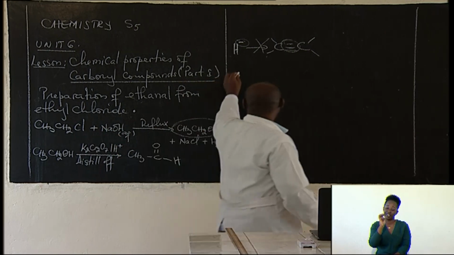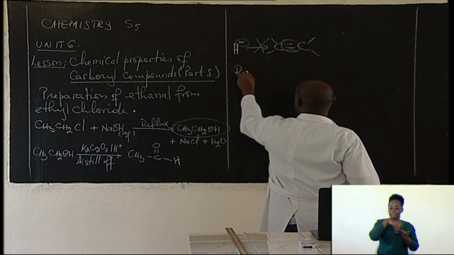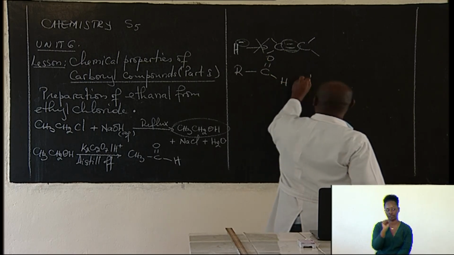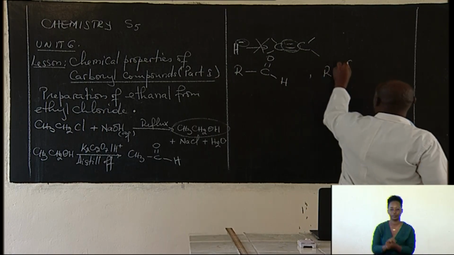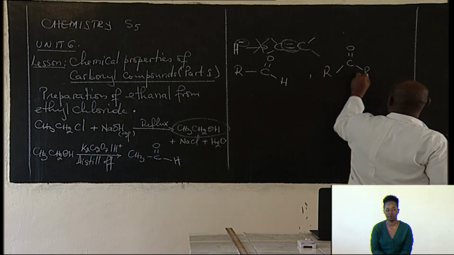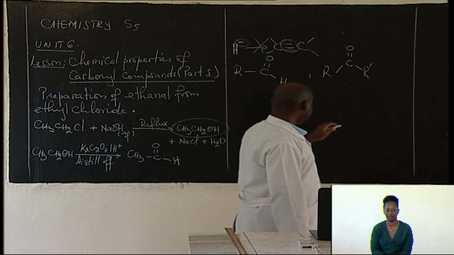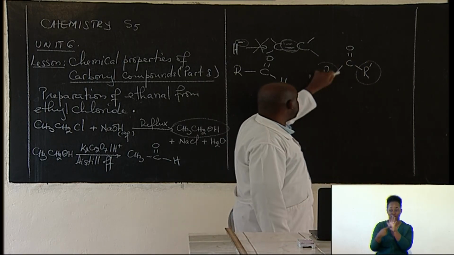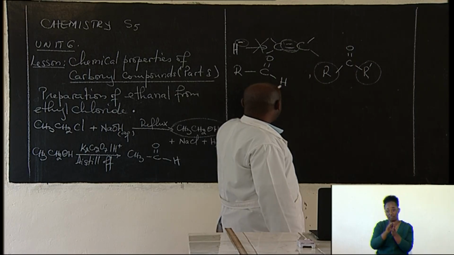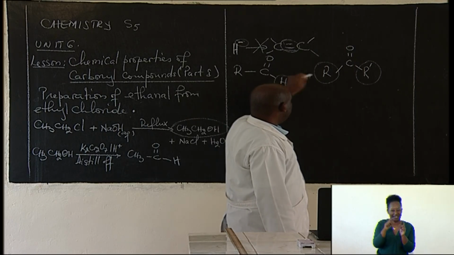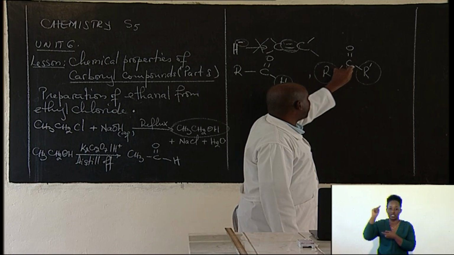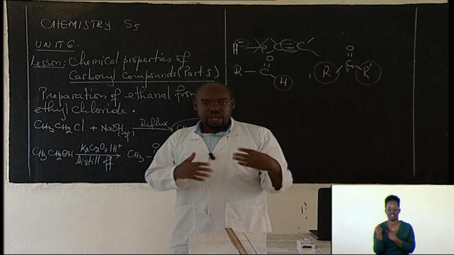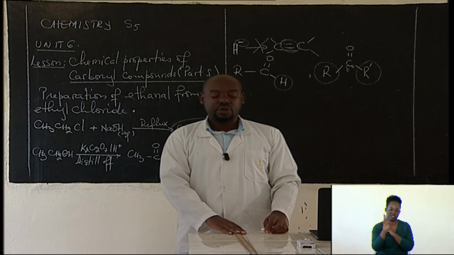And that is because in the aldehydes, we have RCOH, while for the ketones, we have RCO and R. So this one is an electron donating group, and this is an electron donating group. But this one is not. So this reduces the partial positive charge which is on the carbon, then changing its reactivity or reducing its reactivity.